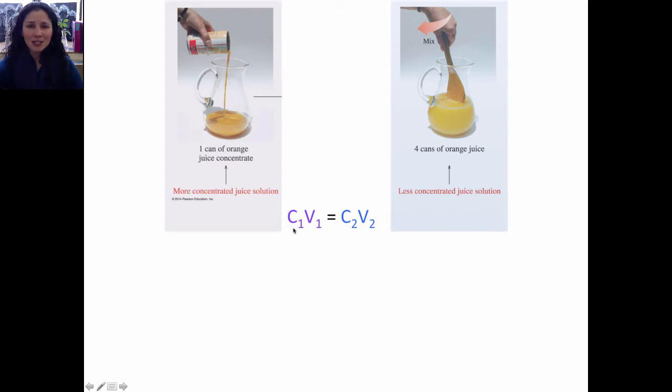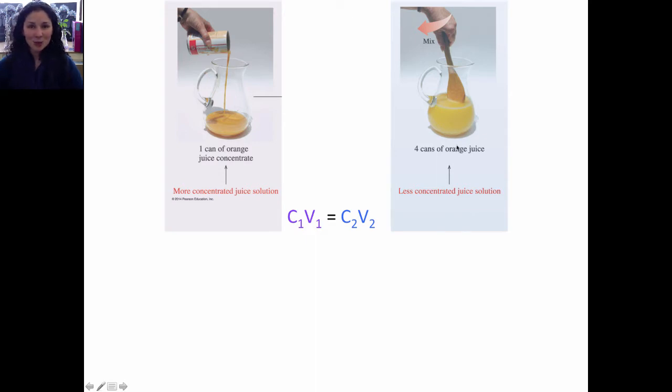C1 is the first concentration and V1 is the initial volume. Here we go, we're talking about this solution. The initial concentration and the volume of this solution multiplied together will end up being the same value as the concentration of the new solution times the volume of the new solution. So these two quantities are related and they are equivalent. So if we know how much orange juice we started with and we know the initial concentration, if we also know the final volume, we can find the final concentration.